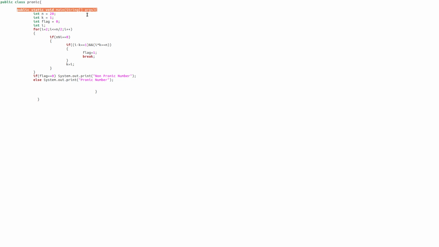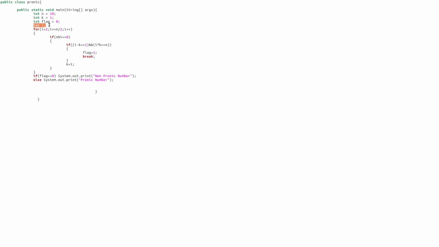After that, let's take a look at the n variable, which is 20. This variable n holds the number we want to check whether it is Pronic or not. k is a variable whose purpose we will understand later. The flag variable is used to determine whether the number is Pronic or not. If the value of flag is 0, it means it's a non-Pronic number, and if it's changed to 1, that means the number is a Pronic number. i is a variable which we will use to iterate the loop.